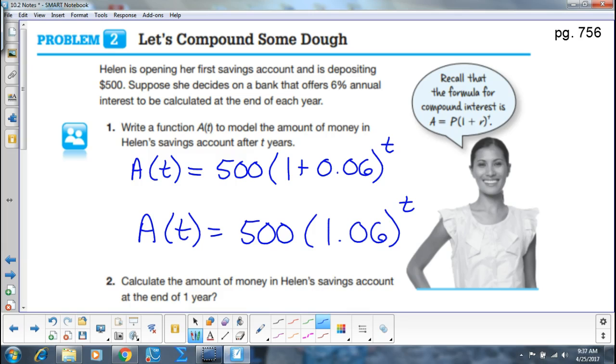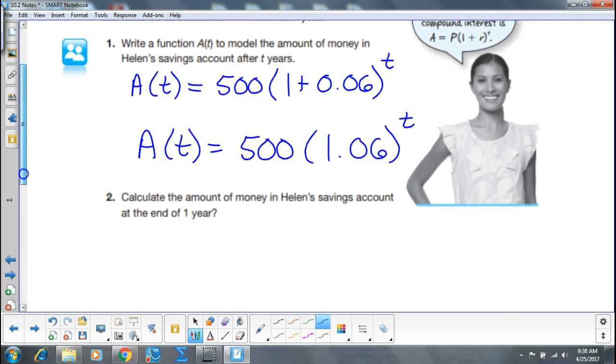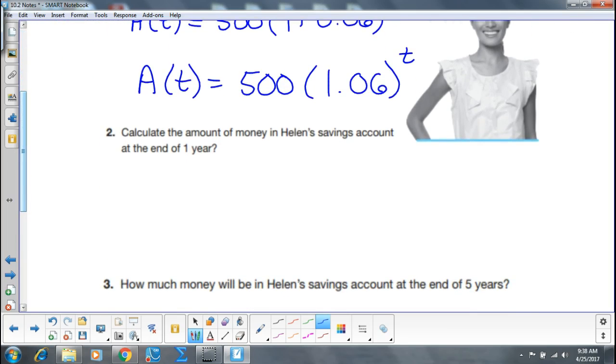Why isn't it 1.1306? Because her interest rate was not 106%. You added the 1 twice, but you only have to do it once. Number 2, calculate the amount of money in Helen's savings account at the end of year 1.